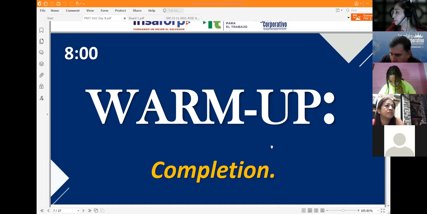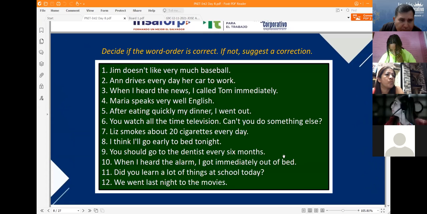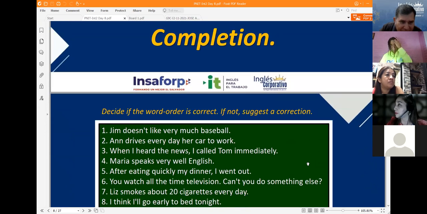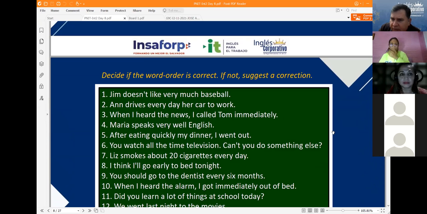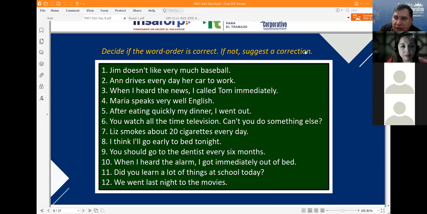Let's begin. Completion. Decide if the word order is correct. If not, suggest a correction. Here we're going to be looking at these sentences, and we're going to be deciding if the sentences are correct. You're going to be working in groups. We are not many right now, but this is page 8 of today's class. I sent it to the subgroup, so you have it there.